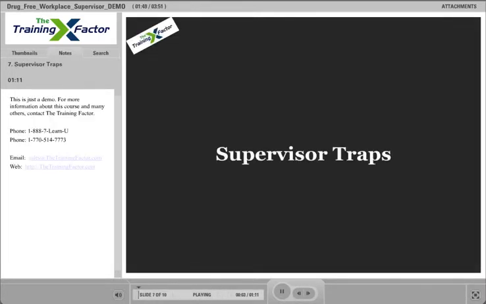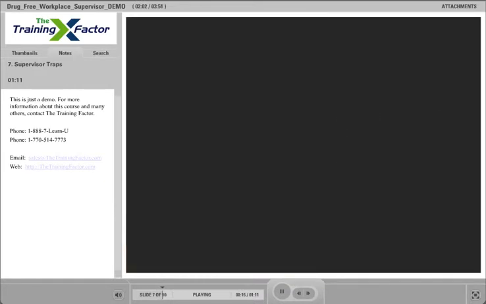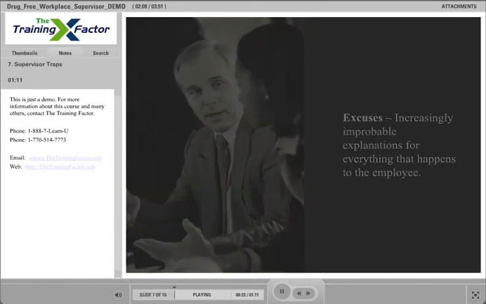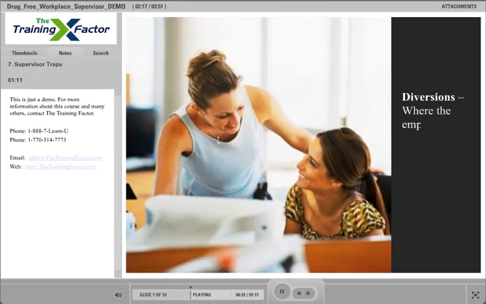Supervisors' traps. When dealing with workplace alcohol or drug use, there are several traps that supervisors should avoid. Sympathy, where the employee tries to get you involved in his or her personal problems. Excuses, increasingly improbable explanations for everything that happens to the employee. Apology, where the employee is very sorry and promises to change. It won't happen again.